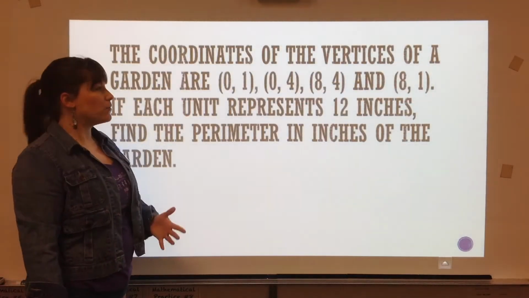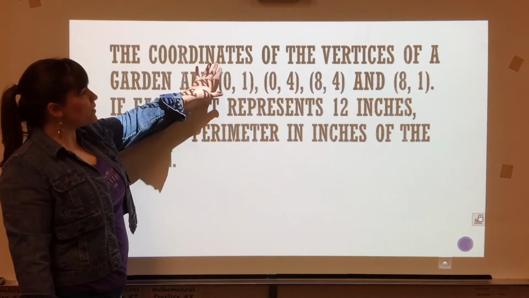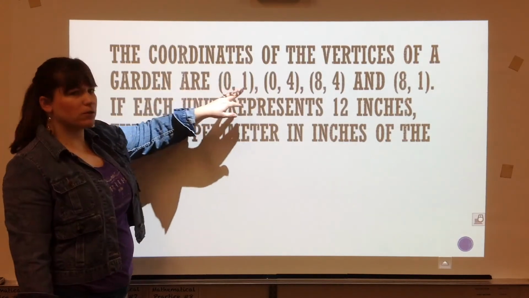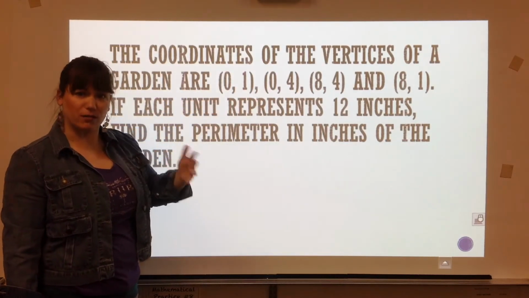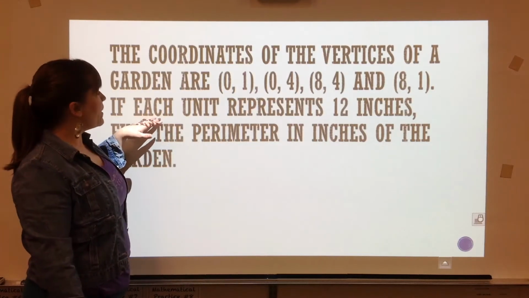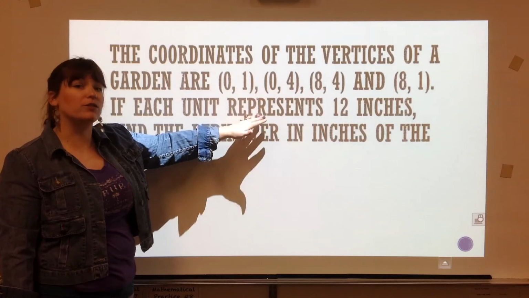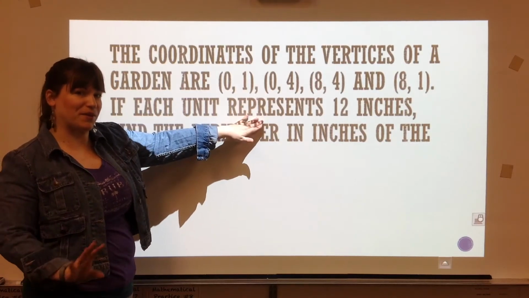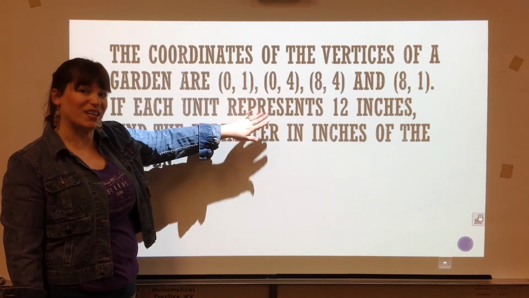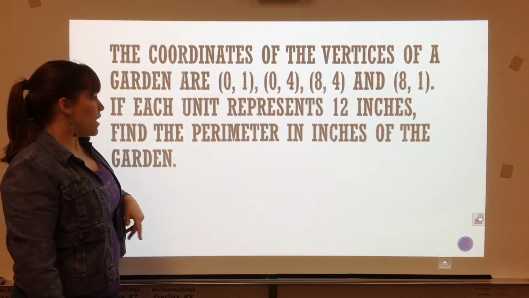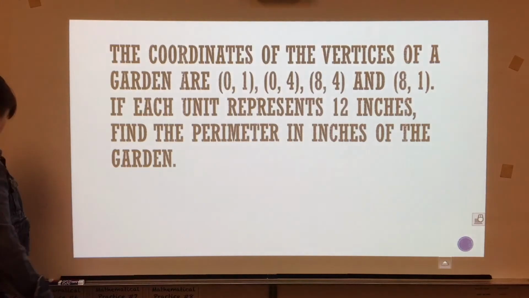So for the third question, we are given coordinates and vertices of a garden, and there's no letters, so we can create our own if we'd like. And then it tells us each unit represents 12 inches. So we're going to do something after we graph and figure out the perimeter to figure it out in inches, not units. And then find the perimeter in inches is what the directions say.